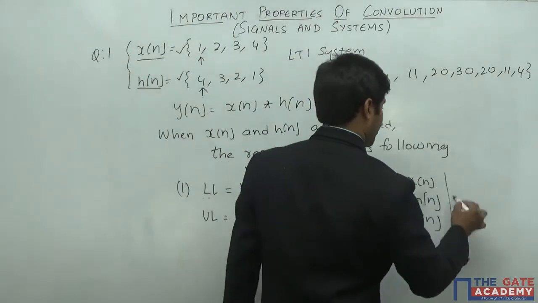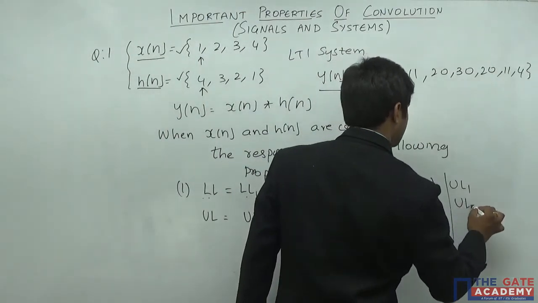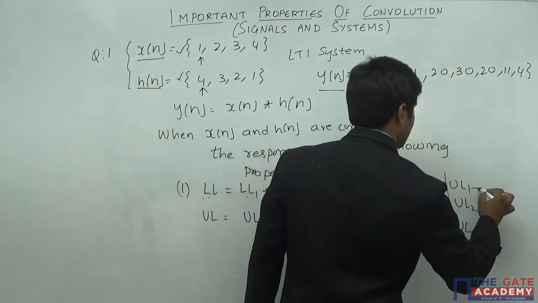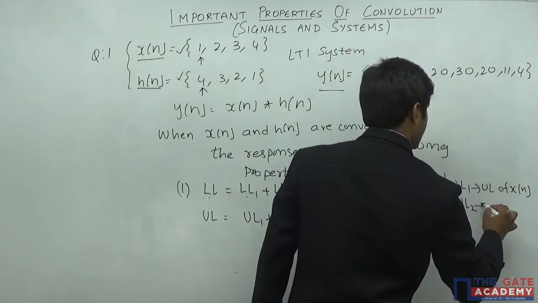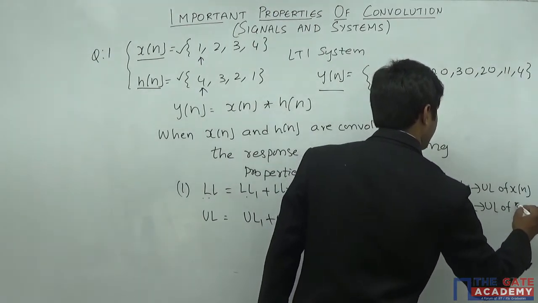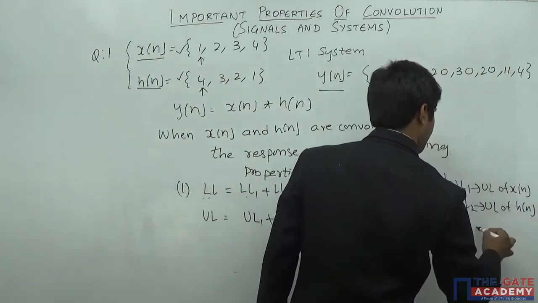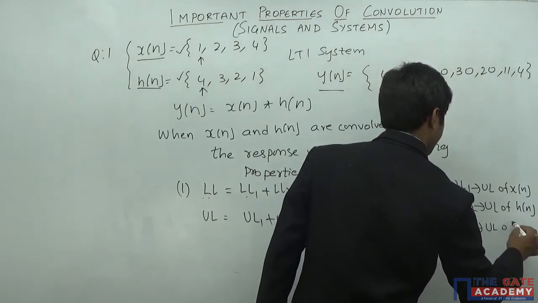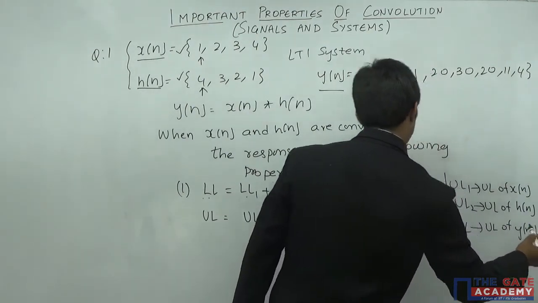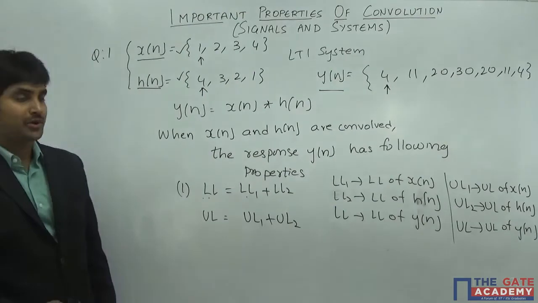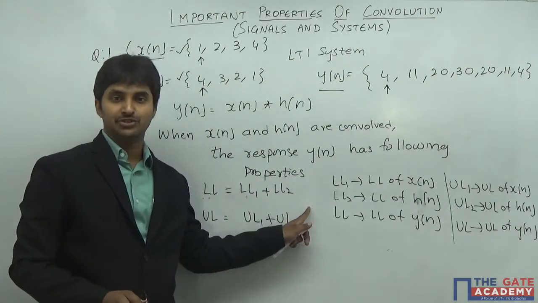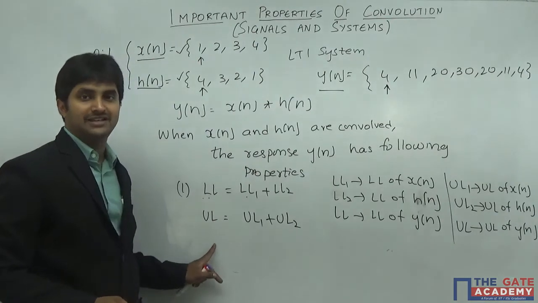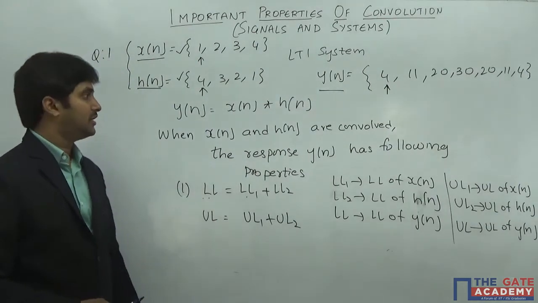So UL1, UL2 and UL. UL1 is the upper limit of x of n, UL2 is going to be the upper limit of h of n, and UL is going to be the upper limit of y of n. This is the first very important property. The lower limit of the resultant is going to be the sum of the lower limits of the inputs, and the upper limit of the resultant is going to be the sum of the upper limits of the inputs.